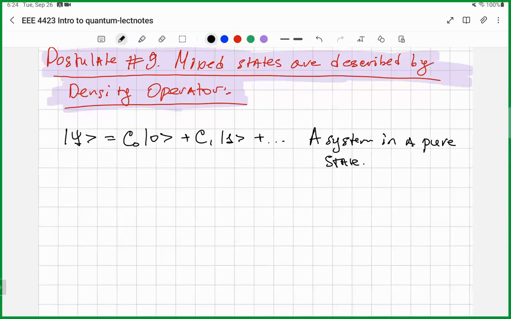So what does it mean to have a system in a pure state? A pure state means that a system is described by only one psi vector. Okay, so it's going to be just one psi vector. However, the description by just one psi vector is impossible in some cases, and some important cases.